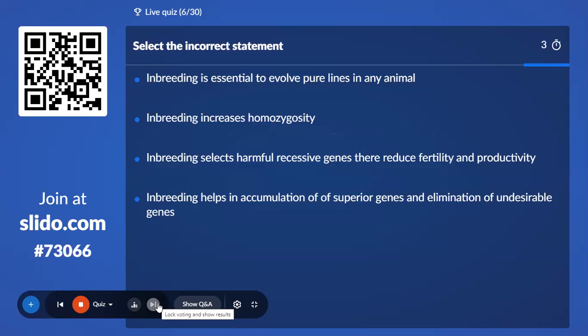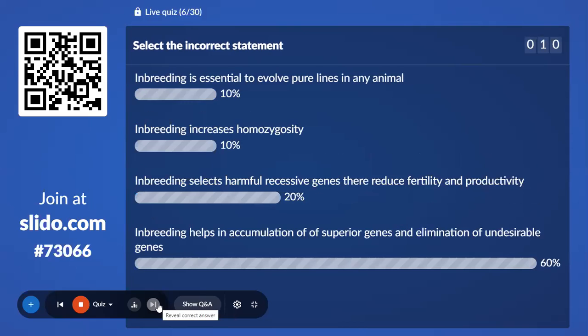4 seconds more. Let's reveal the poll rate. And 60% students voted as option D. Checking the correct answer as option C. Only 20% students have voted it as inbreeding selects harmful recessive genes. They reduce fertility and productivity.